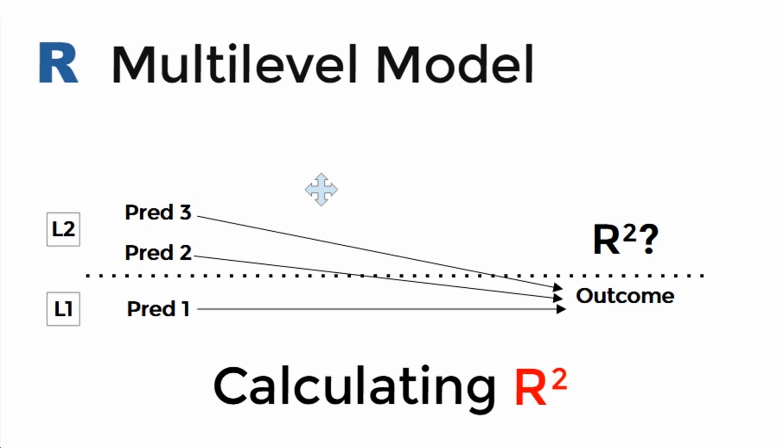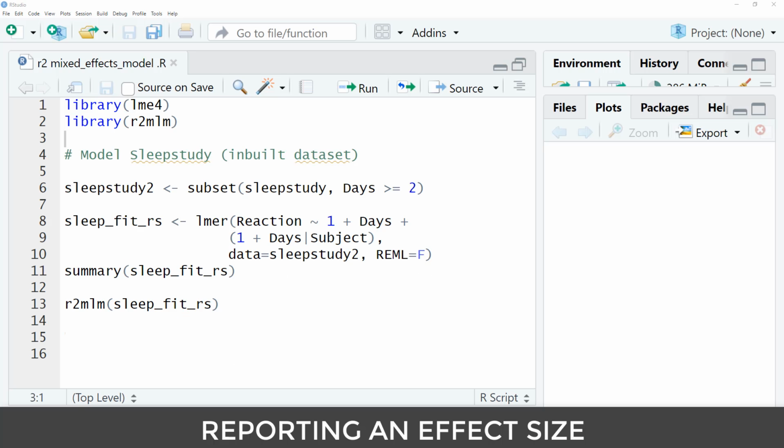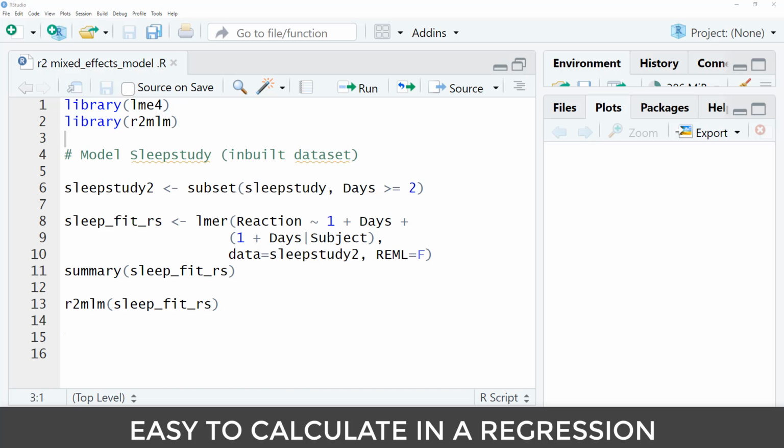How to calculate the effect size measure R squared in a multi-level model or linear mixed effects model with R. If you run a statistical model, you would like to report an effect size measure. For regression type analyses, one of the key effect size measures is R squared, that is, the explained variance. In an ordinary regression, it's simple to calculate that measure. You divide the explained variance by the total variance.